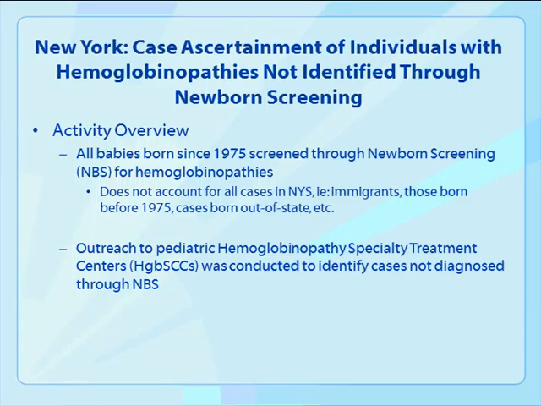As a result of newborn screening, all babies born in New York State since 1975 have been screened for hemoglobinopathies. However, while this catches a significant portion of New York State cases, it does not provide a complete count of all individuals living in the state. For example, newborn screening does not account for those individuals who were born in another country, in another state, or before 1975. In order to make a more accurate count, we need to look beyond newborn screening at clinical cases of patients being seen and treated at centers around the state.